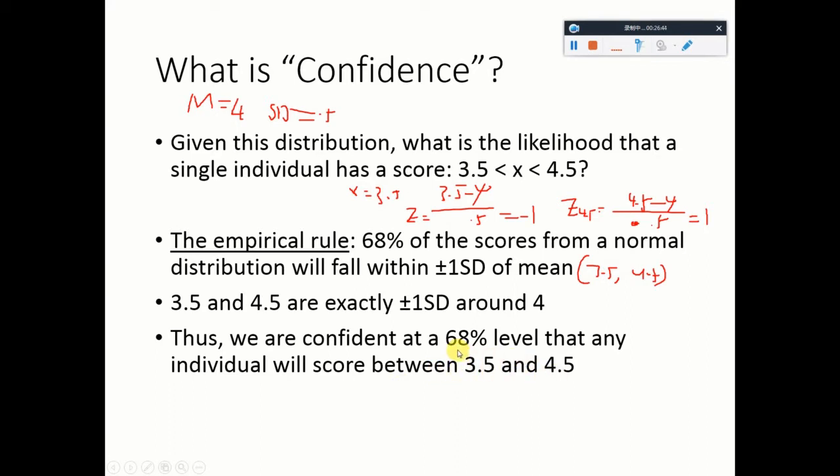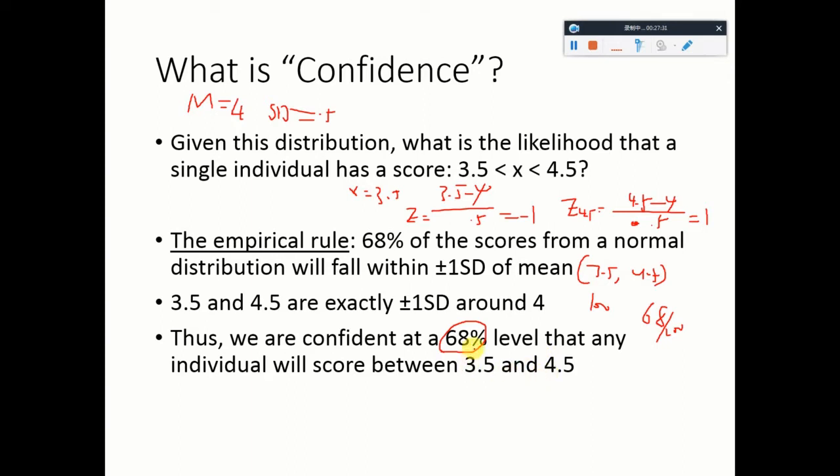This makes sense because if there are exactly 100 scores, from the empirical rule we know that 68 of them will be greater than 3.5 and smaller than 4.5. Then it makes perfect sense to use this percentage, 68 divided by 100, to describe our confidence level. Because in this case, there will be no more, no less, but exactly 68 of the 100 scores that will fall between 3.5 and 4.5.